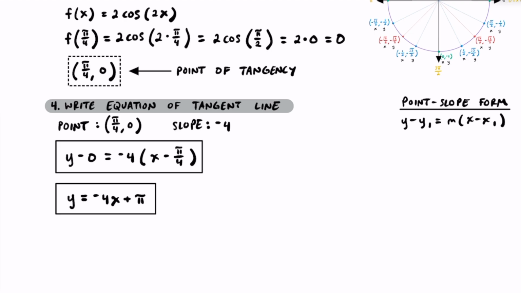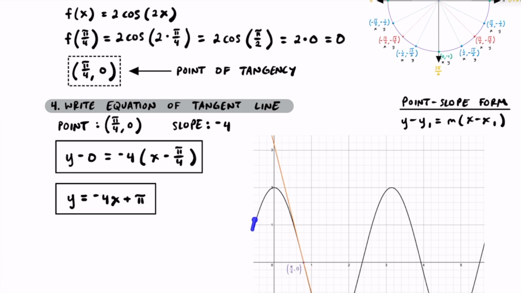Now, to put this all together, I think it's sometimes helpful to see this on a graph so you can put all the pieces together and visualize it. So let's take a look at that. All right, so first of all, you can see this is our original function moving along here, this black line. Then right over here, you can see our point of tangency. We were given that pi over 4, and we plug that into the original function, or f of pi over 4, to find that y value of 0.